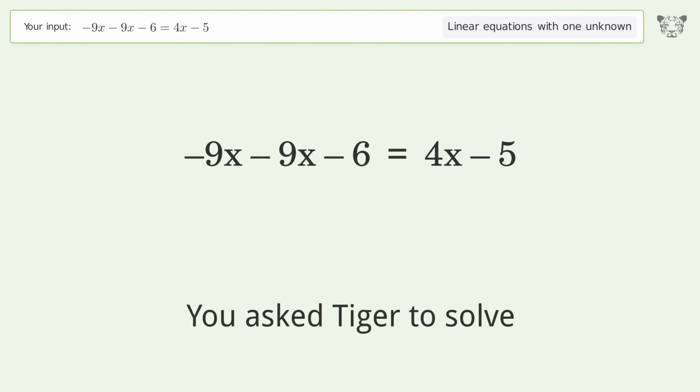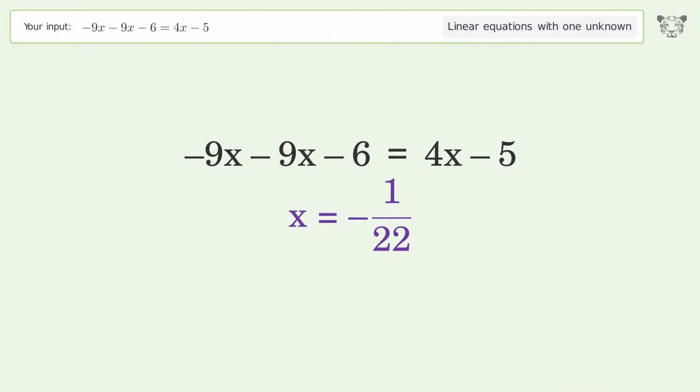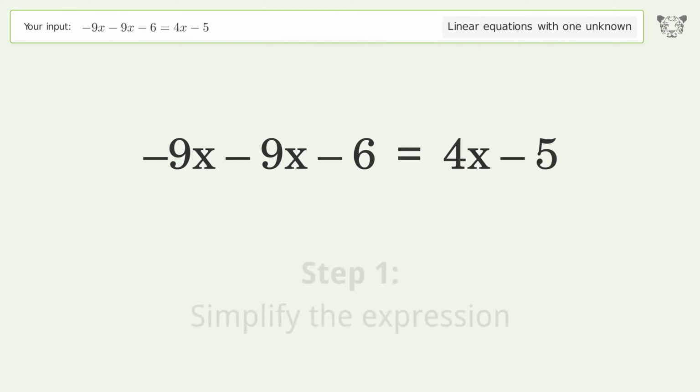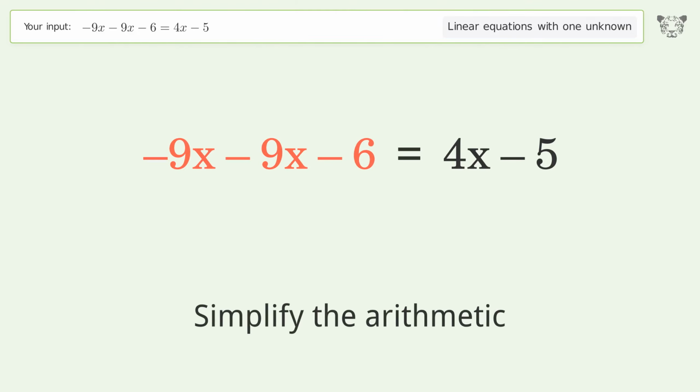You ask Tiger to solve. This deals with linear equations with one unknown. The final result is x equals -1/22. Let's solve it step by step. Simplify the expression. Simplify the arithmetic.